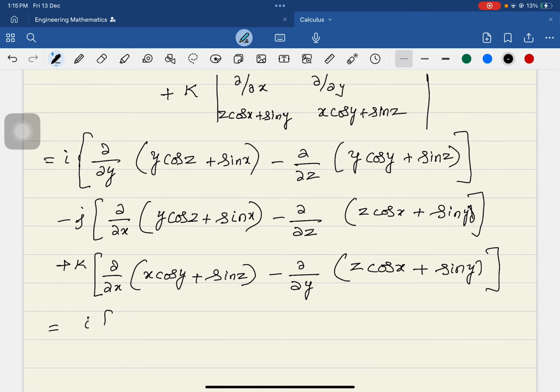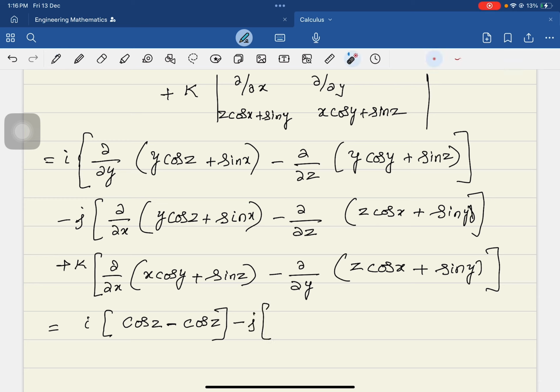That is, the i component will be the derivative of y cosine z with respect to y. So cosine z is a constant, so it is cosine z, and then minus dou by dou z of x cosine y gives you 0, and sin z gives you cosine z. So cosine z minus cosine z, and then minus, let us see the j component.